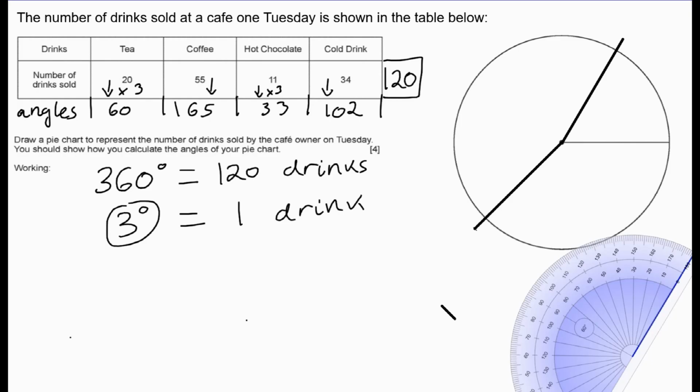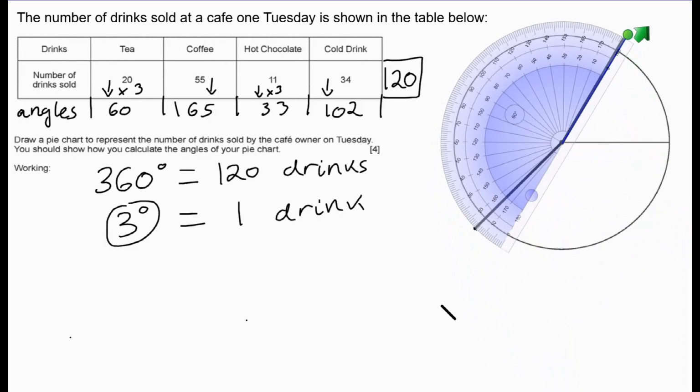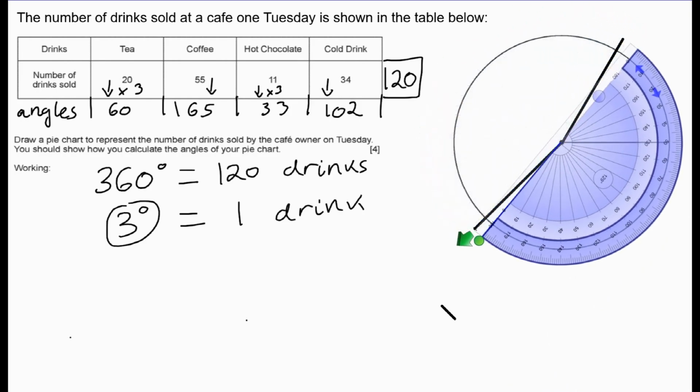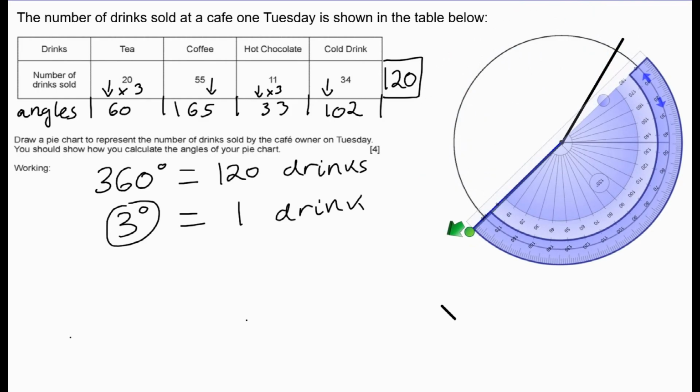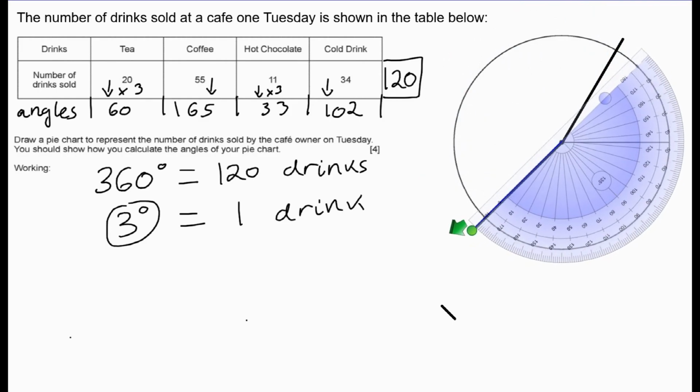Okay, and now I'm going to do 33 degrees for hot chocolate, so I'm going to put my protractor so that it's lined up with the last angle that I've drawn. And it's 33 degrees, so 33 from there is going to be here. So make a little mark and draw my angle.